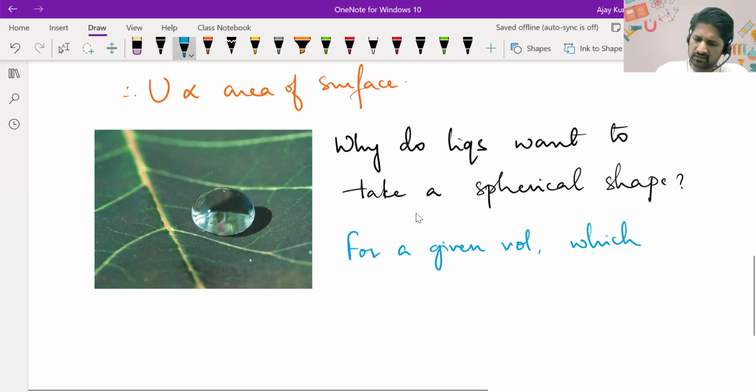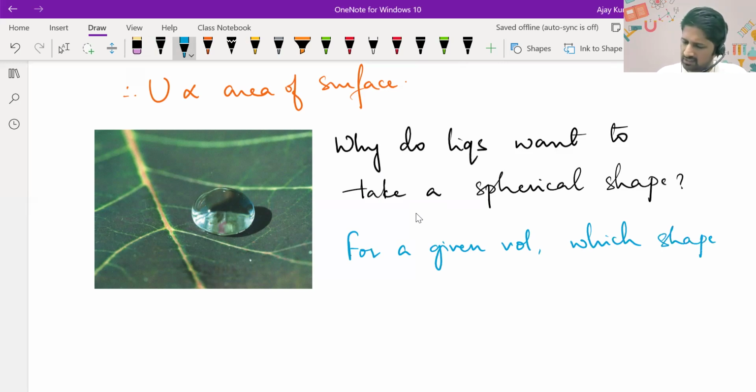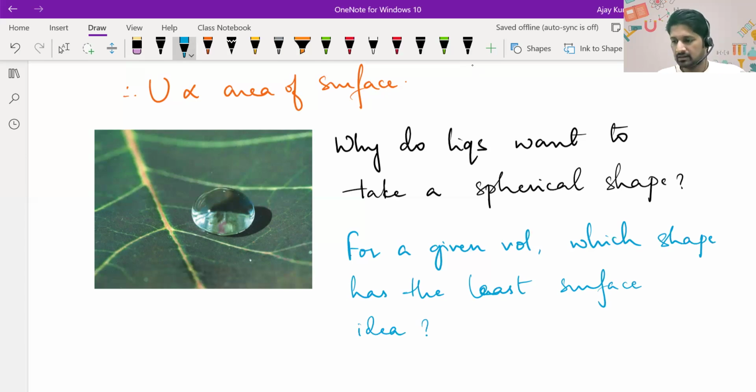I think you'll learn this in application of derivatives. You'll learn minimum surface area. Which shape has the least surface area? Any idea? Sphere. Okay, correct. And we see that liquids always tend to become spheres. Means liquid always tries to assume the least possible surface area.